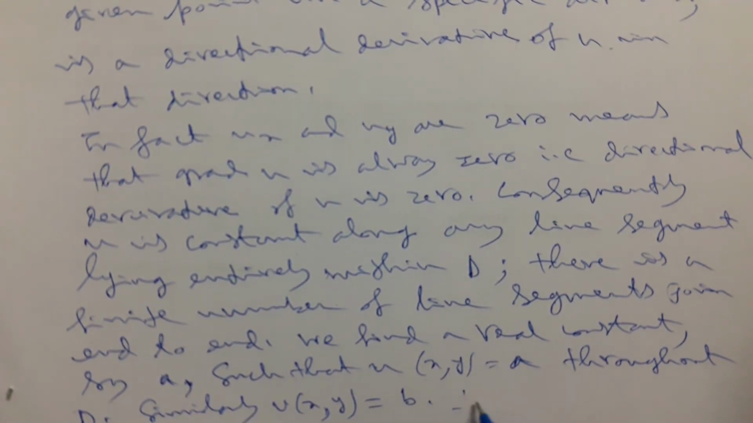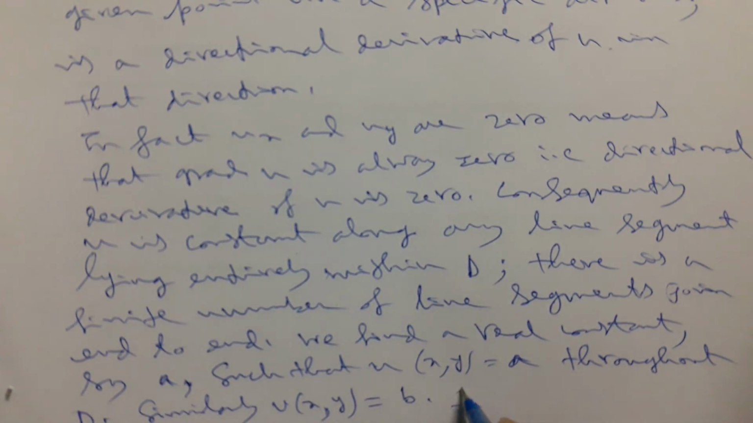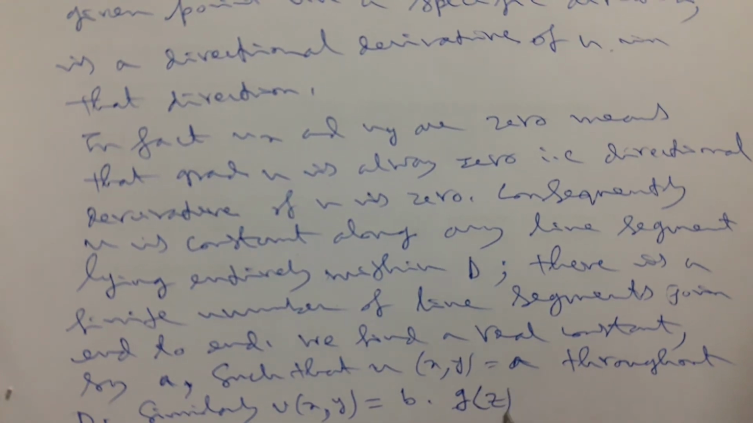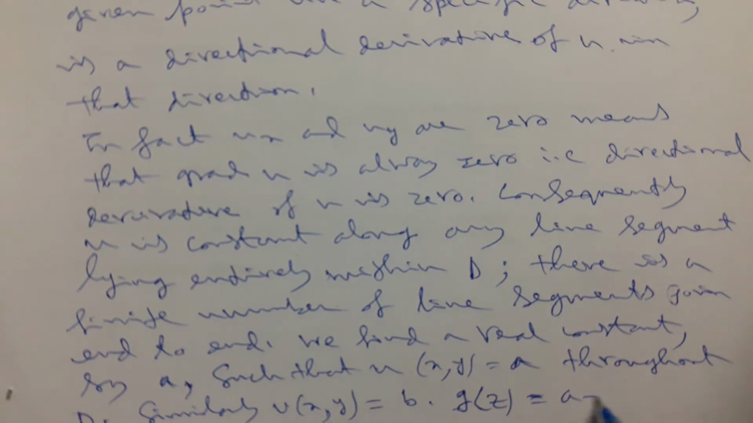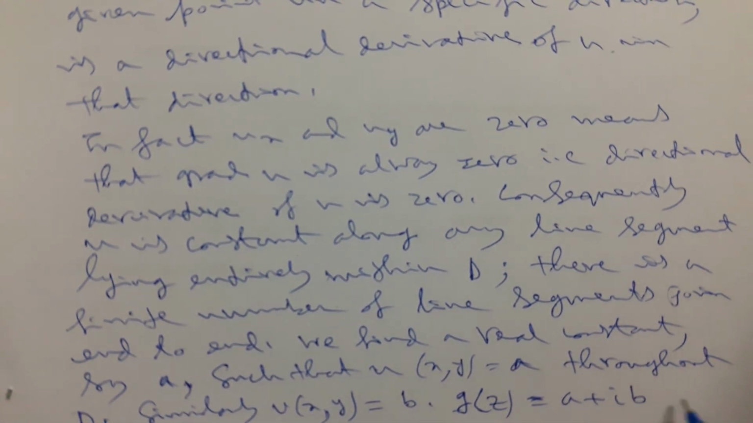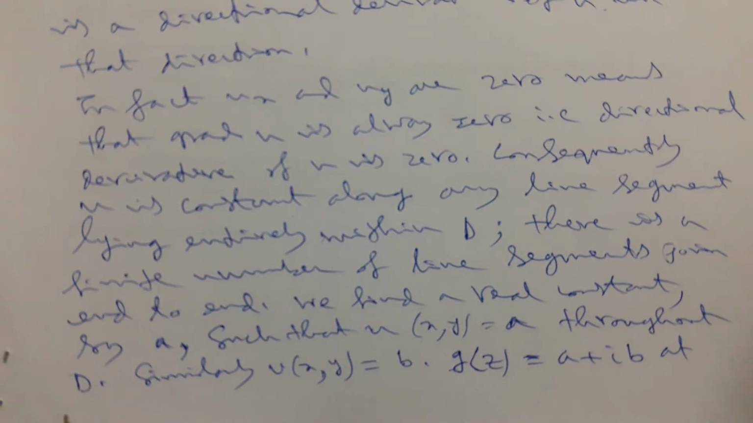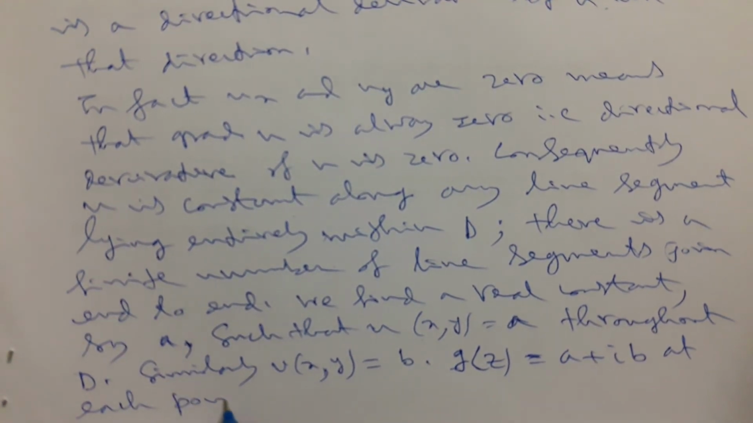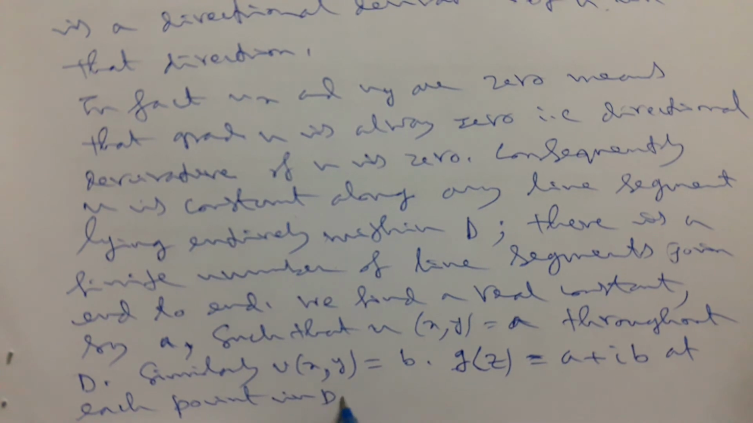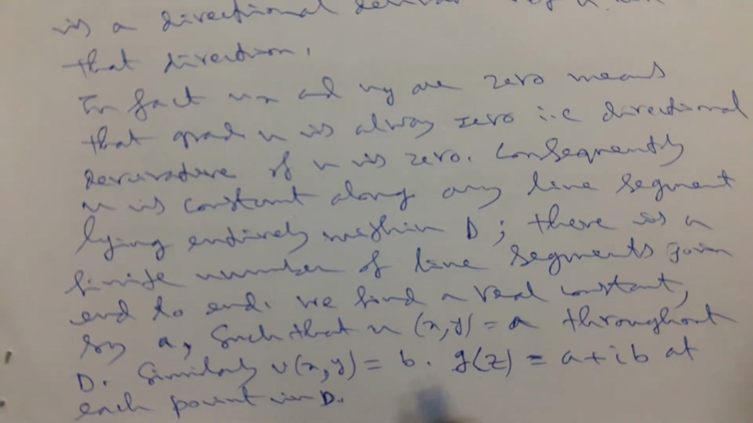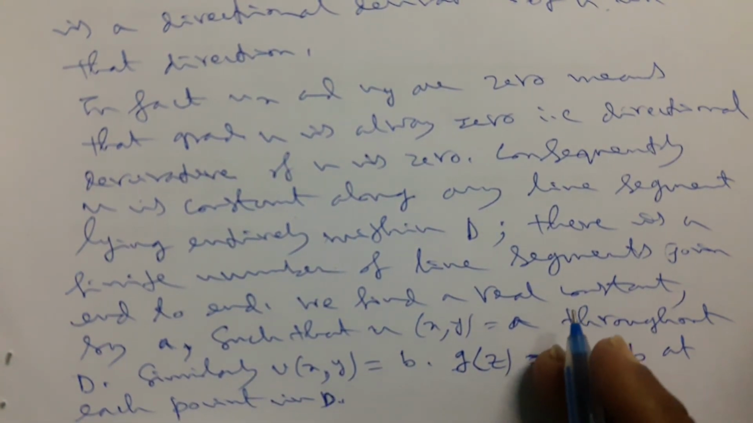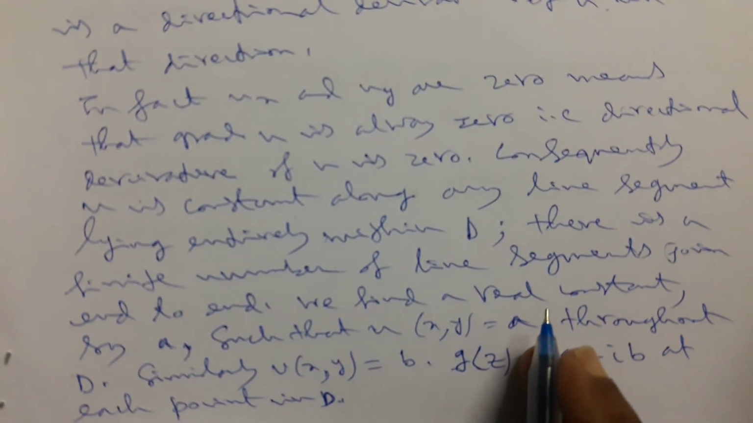Therefore, we can say g(z), which is given in the form u(x,y) plus i v(x,y), is A plus iB at each point in D. So it is a constant, so the entire field g(z) must be constant. So we can prove this type of result in the form of a theorem.